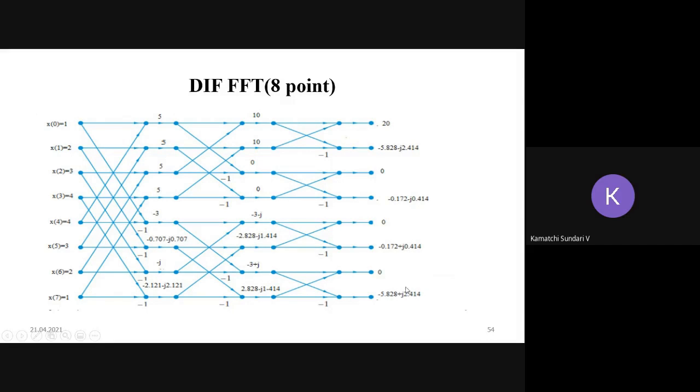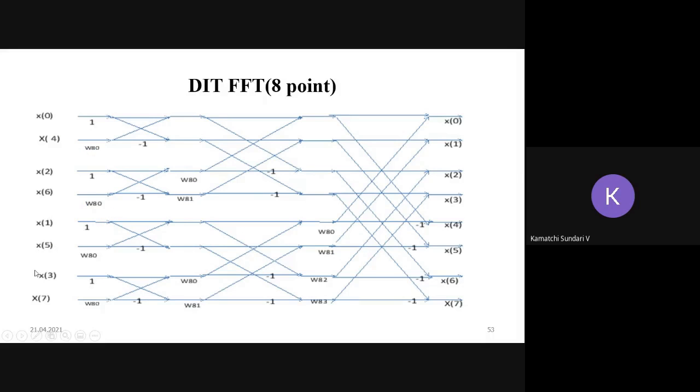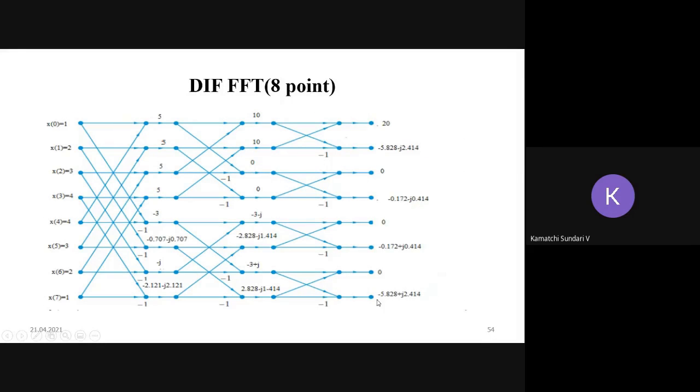If you write it in the same way, whatever we are getting in this answer in our DIF FFT, then our answer will be wrong, because this is for x of 0, this is for x of 4, this is for x of 2. So likewise, it is similar to this pattern. So x of 2, 6, 1, 5, 3, 7. So here also, we are having the same order, the bit reversed order.